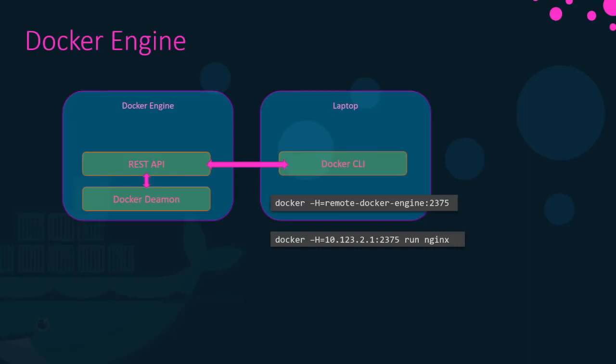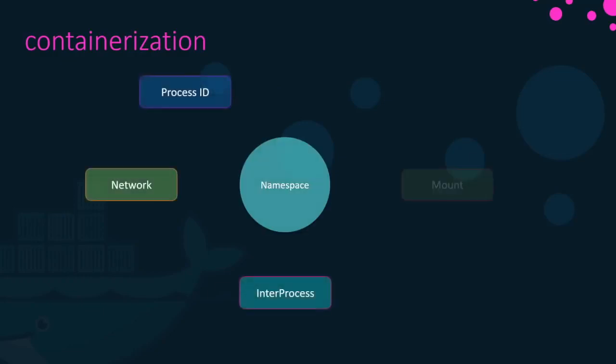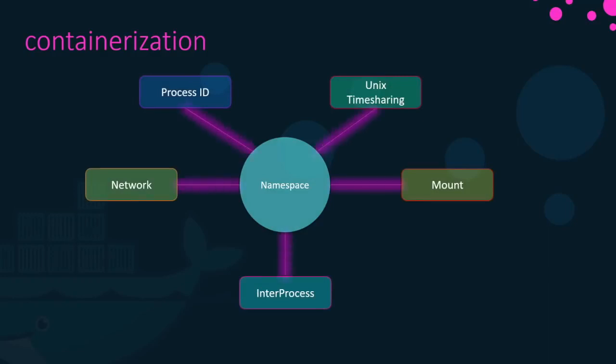Now let's try and understand how exactly applications are containerized in Docker. How does it work under the hood? Docker uses namespaces to isolate workspace. Process IDs, network, inter-process communication, mounts, and Unix time-sharing systems are created in their own namespace, thereby providing isolation between containers.